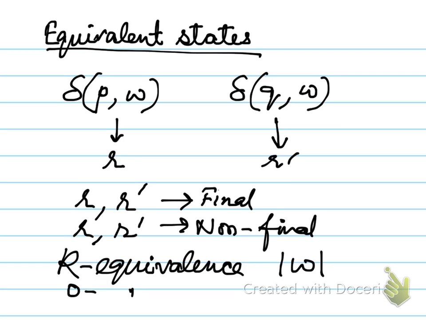Now coming to our minimization problem, minimization of the DFA. We saw that if a state is unreachable, then we can remove those states. And if two or more states are equivalent, then we can combine these states. That will give us a lesser number of states than the original DFA. So let us take a problem. Let us have a DFA.